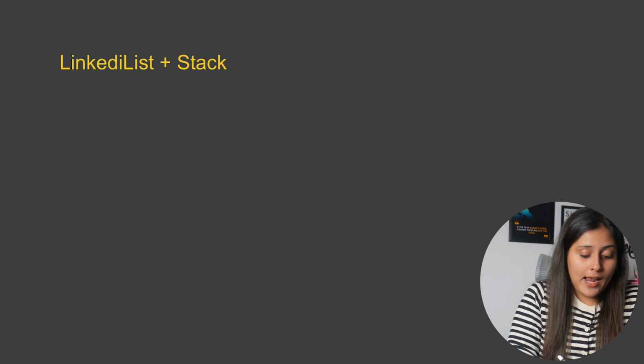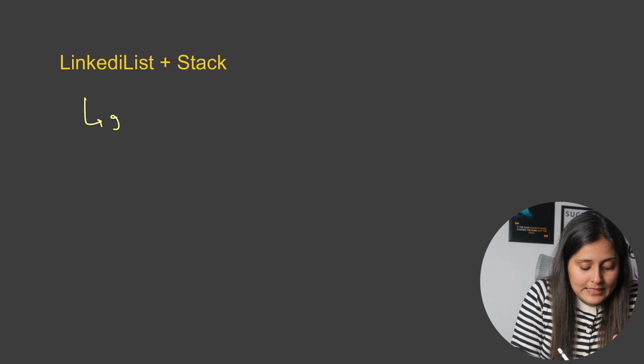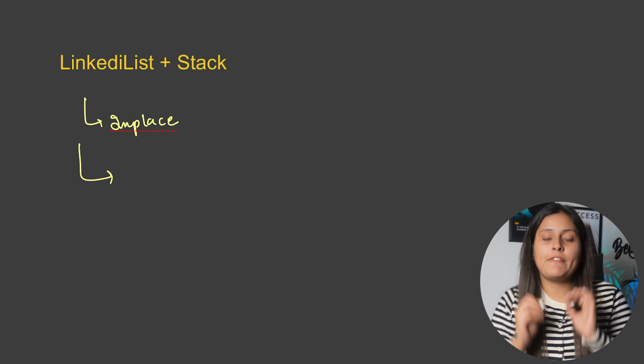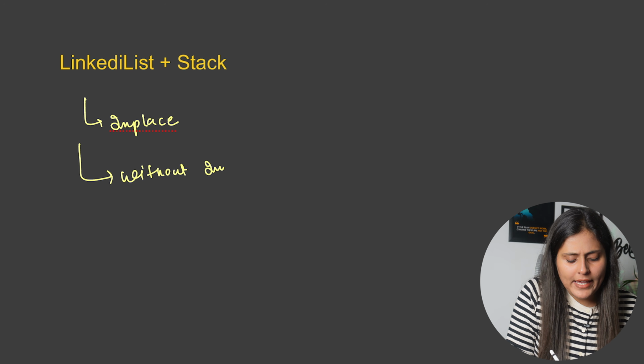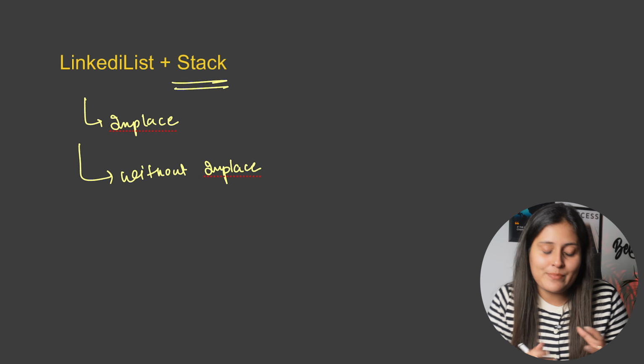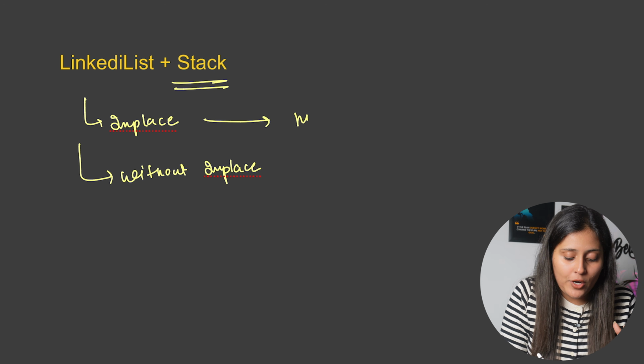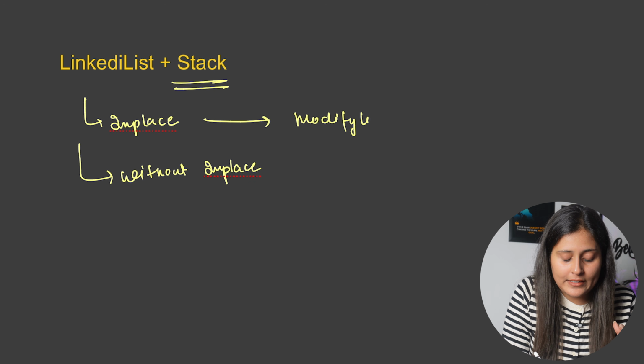First you need to understand what is in place linked list. In place and without in place. In without in place you can use an extra data structure like a stack, but in place means you have to modify your linked list. Modify your linked list.